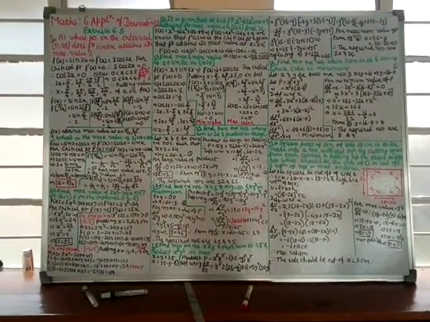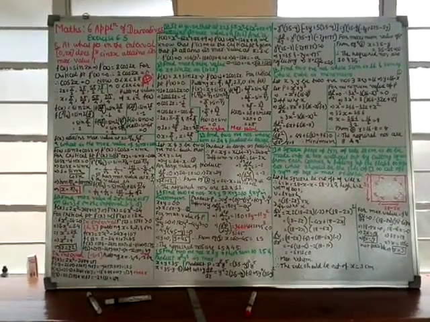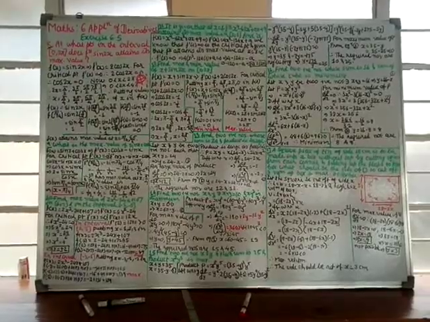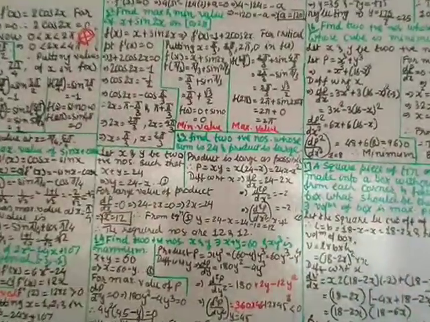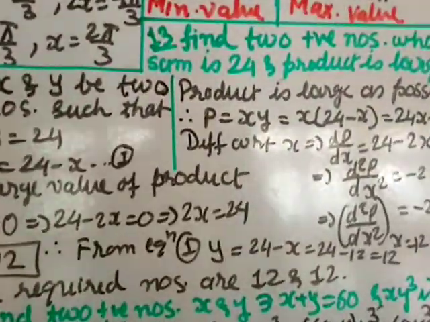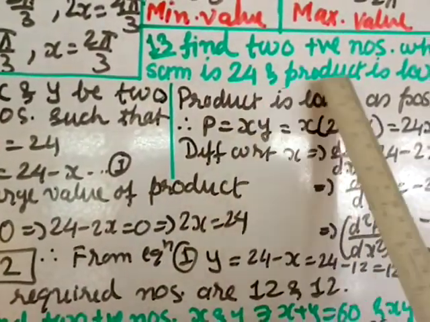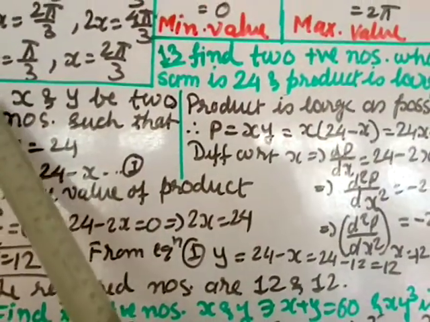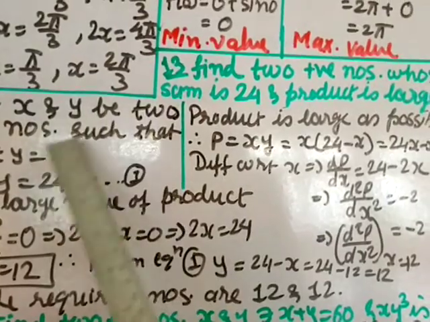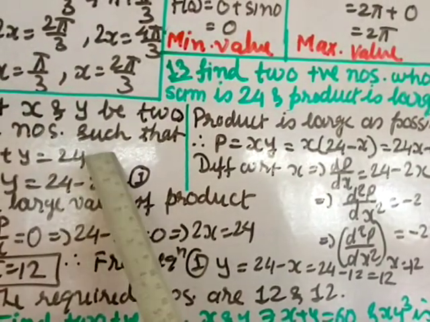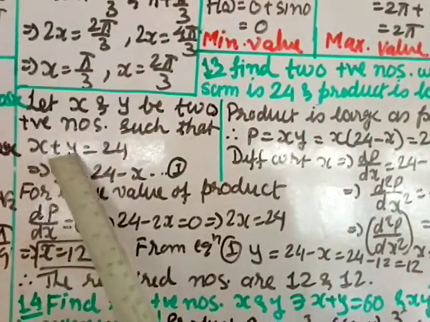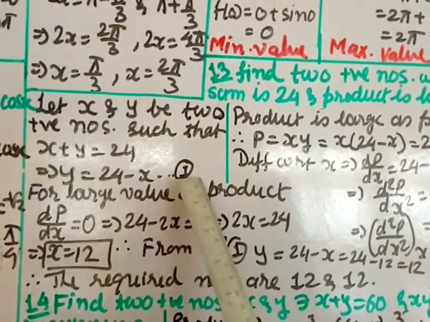Mathematics class 12, chapter 6, application of derivatives, exercise 6.5, question number 13. Find two positive numbers whose sum is 24 and product is largest. Let the numbers be x and y such that x plus y is 24. From here I can write y is equal to 24 minus x, call it equation 1.